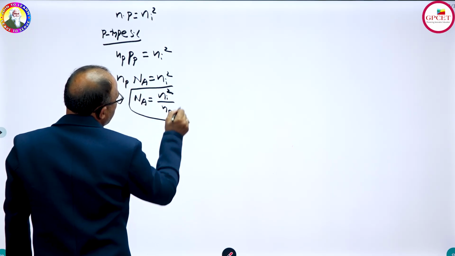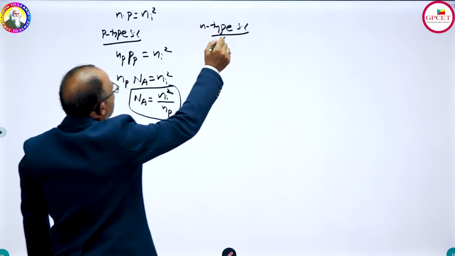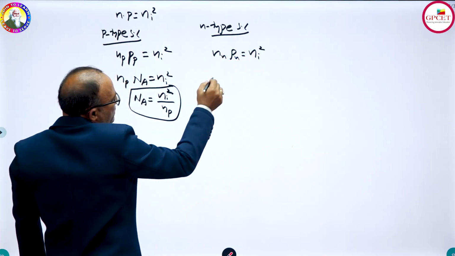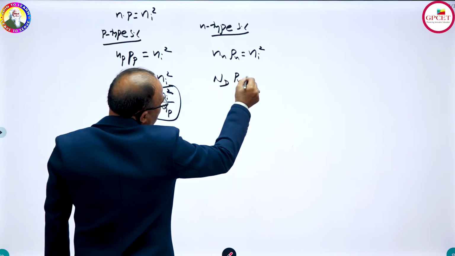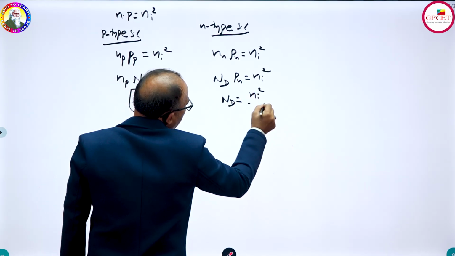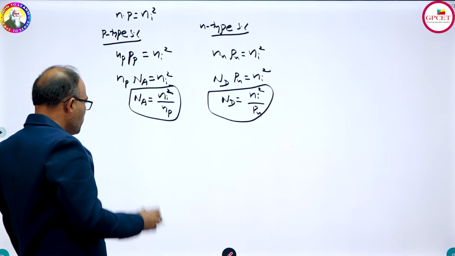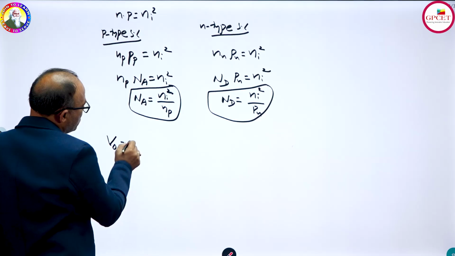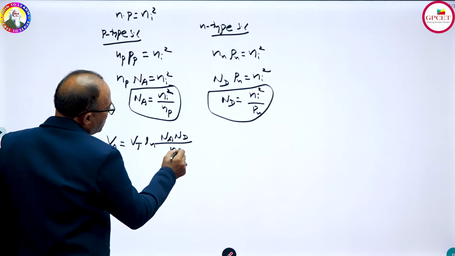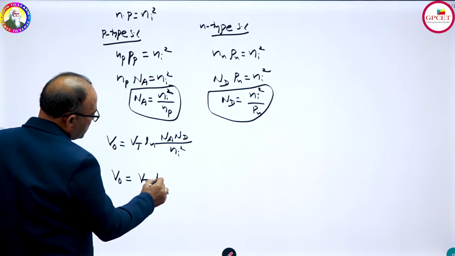Similarly, for N-type semiconductor, we have Nn into Pn is equal to Ni square, where Nn is the majority charge carrier. So I can write this as donor concentration into Pn is equal to Ni square. Therefore, Nd is equal to Ni square divided by Pn. Now, from the previous equation for the potential energy barrier for holes, V naught is equal to Vt ln Na Nd divided by Ni square.